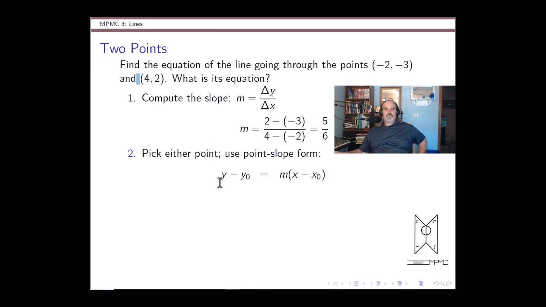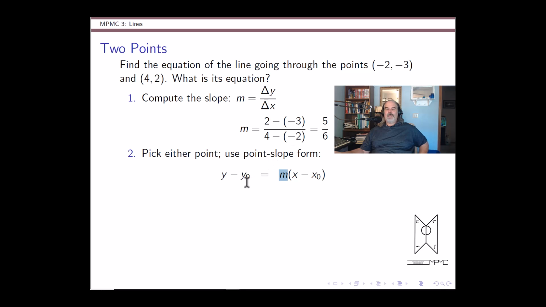Now, to use the point slope formula, hey, now we've got the value to put for m. Now, gosh, which point do we put in for x0 and y0? Well, we have 2 points. Oh, man, I can't remember which one to use. It doesn't matter. Just pick one. Okay?